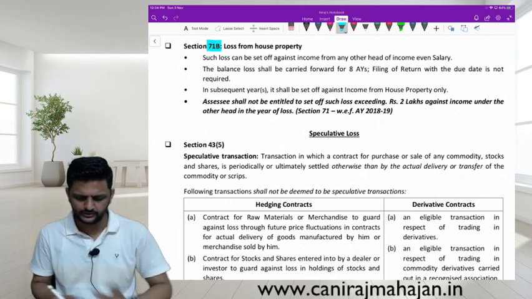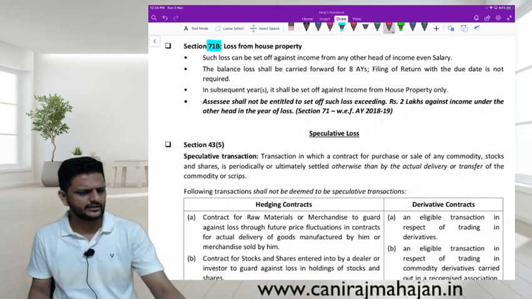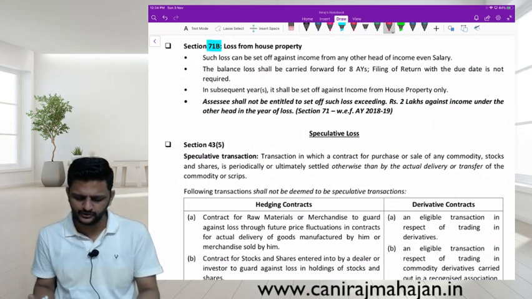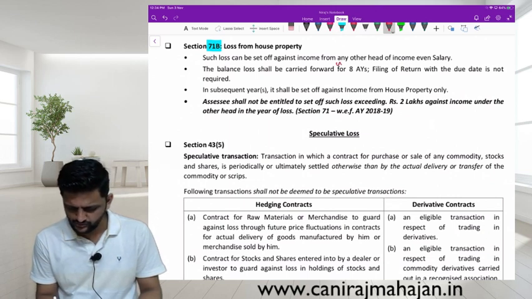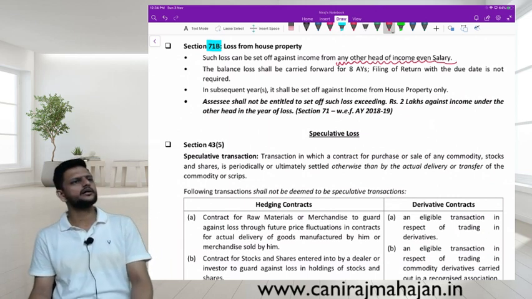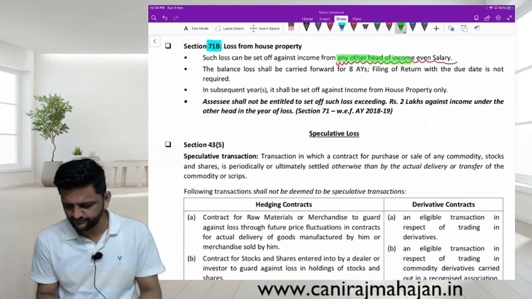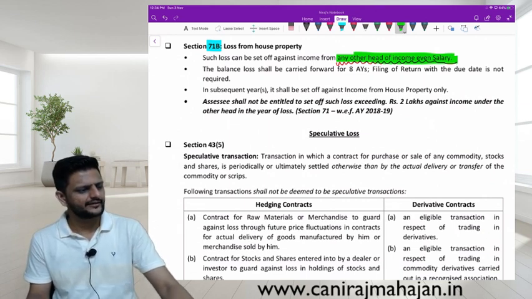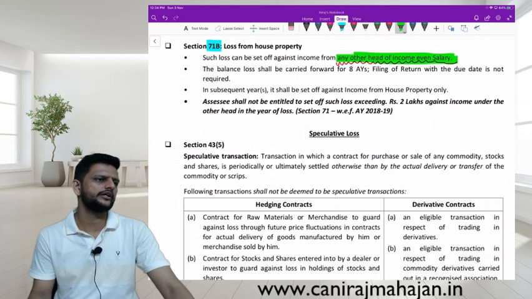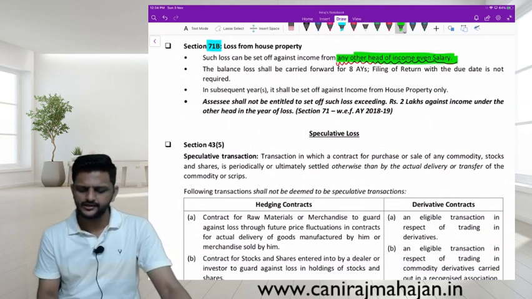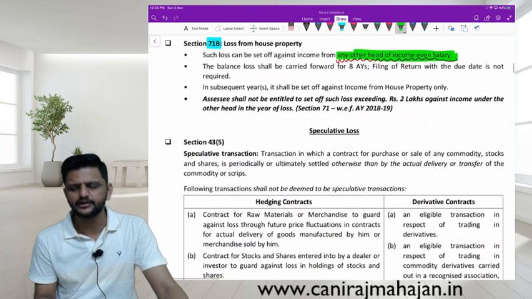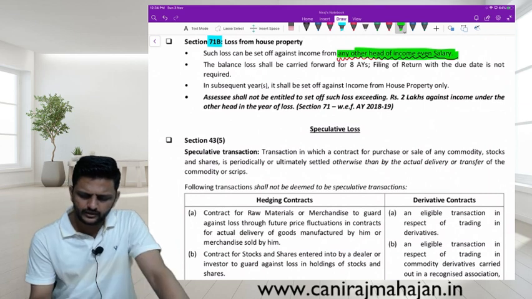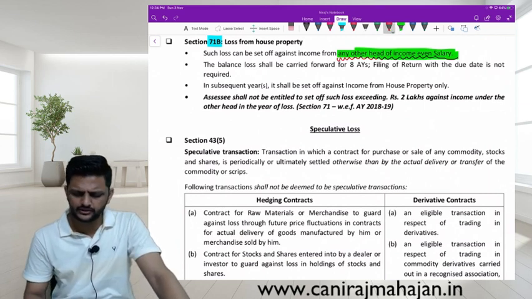Loss from house property: such loss can be adjusted against income. Set off means what? Adjusted against income from any other head of income, even from salary. Most important. Salary accepts the invitation of only HP loss. Salary is exclusive with house property. Okay. The balance loss. Now another.